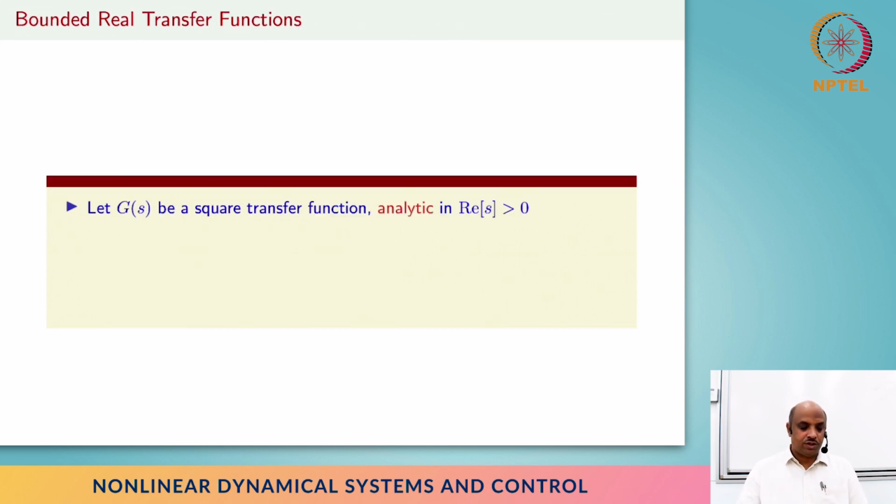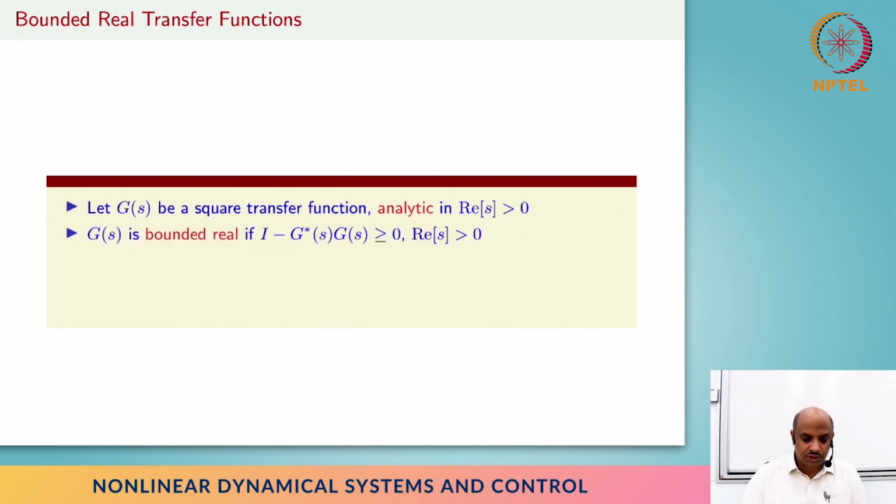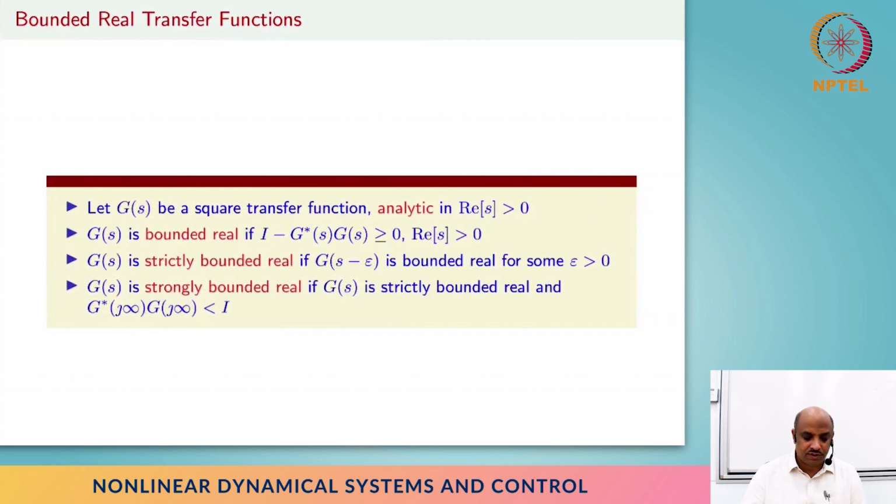So these are the positive real ones, and then you will have something similar called bounded real transfer functions. These are historically very popular ones, and they also have direct applications, so that's why we look at them separately. So what is something called bounded real? Well, it's very similar to positive real, except instead of G plus G star, you'll have I minus G star G. But other than that, it's the same thing. Strictly bounded real is the same thing, and you have the corresponding version of strongly bounded real.